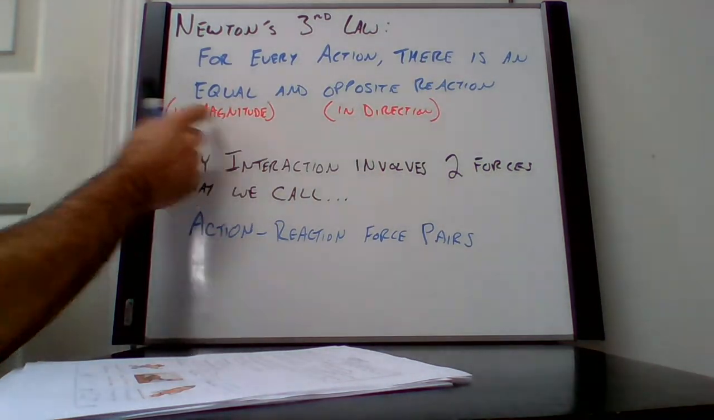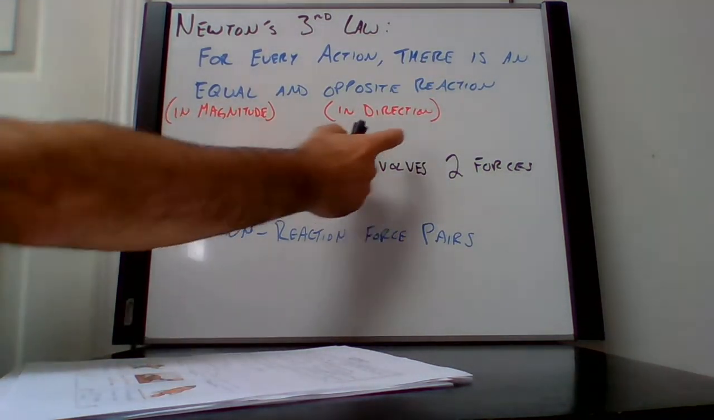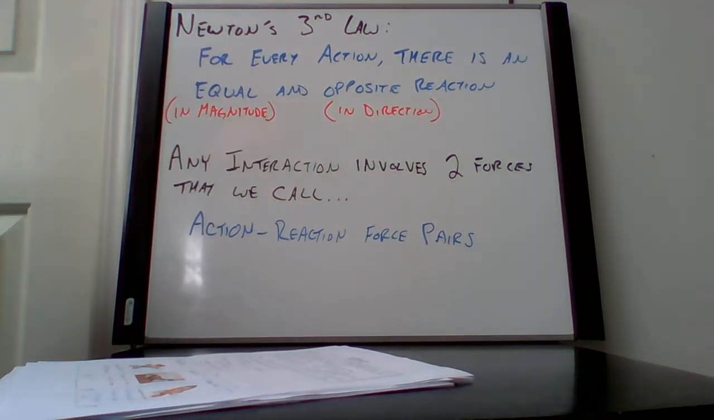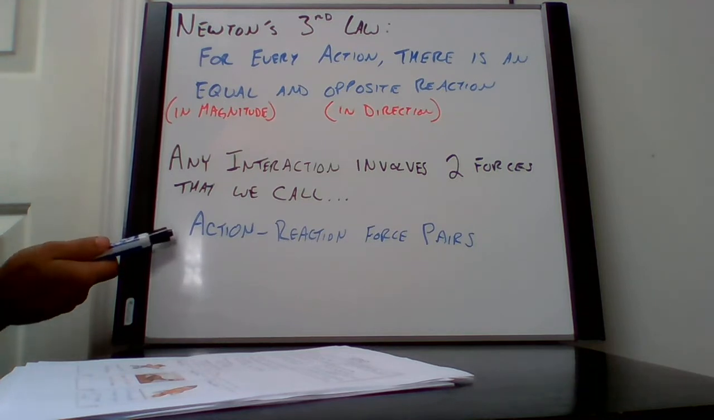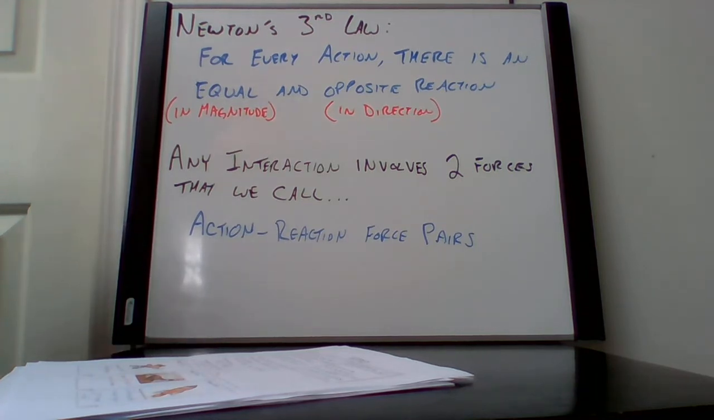Now, we say equal in magnitude, but they are opposite in direction, and that's very important. So for every action force, there is an equal and opposite reaction force. They are equal in magnitude, but opposite in direction. Any of these interactions involving these two forces, we will call action-reaction force pairs.